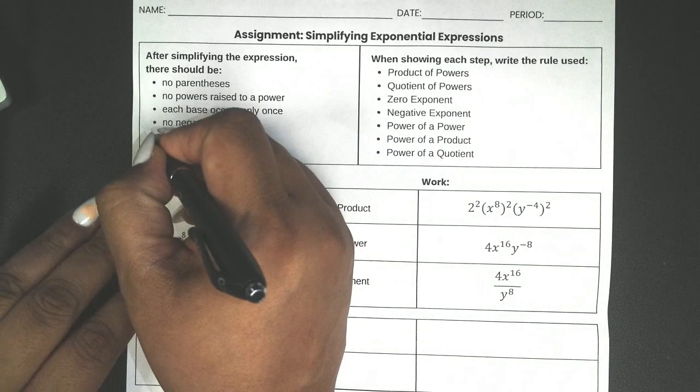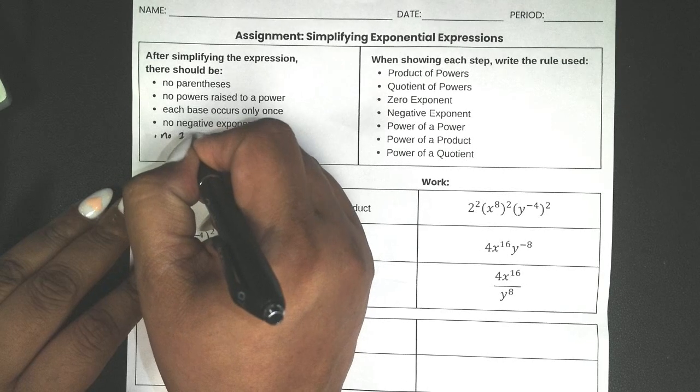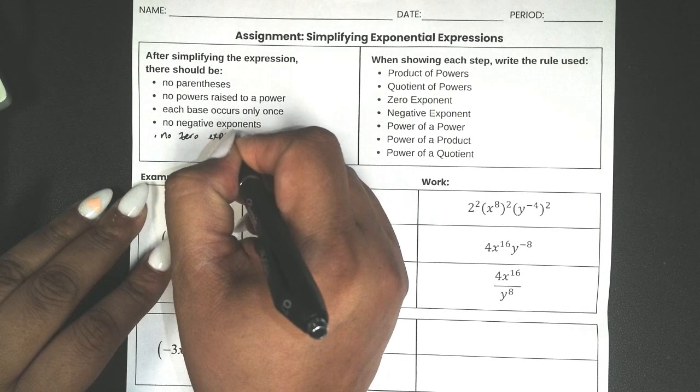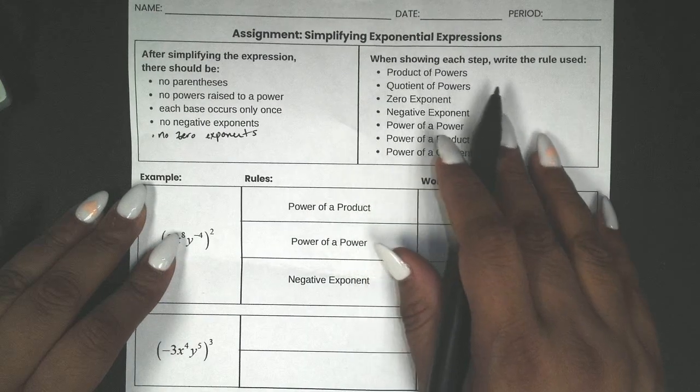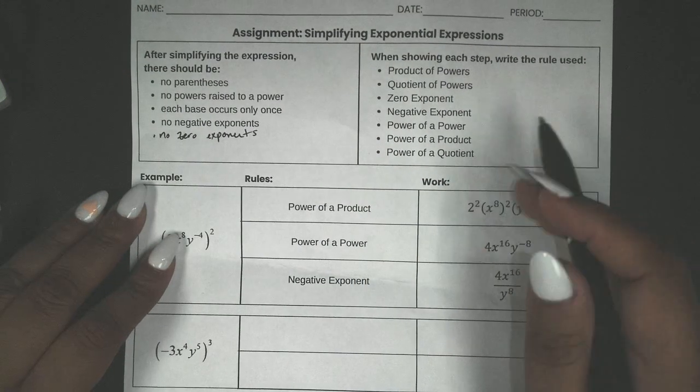So that's something that we need to add right here. It's no zero exponents. All right, so now when showing each step, we have to use these rules.